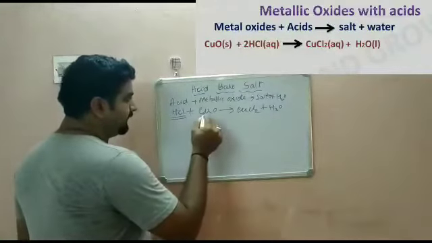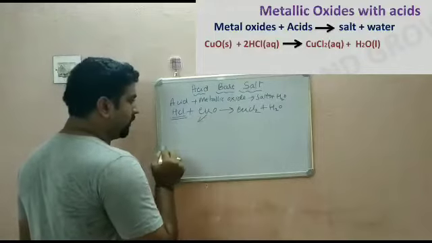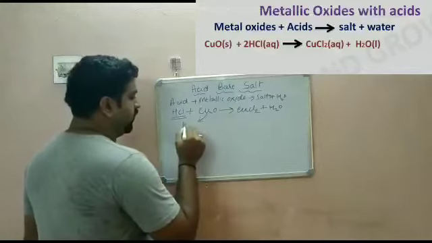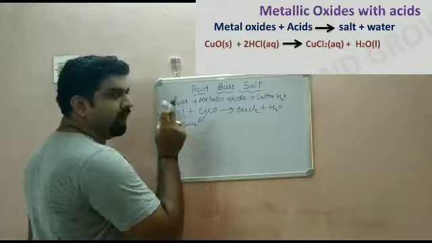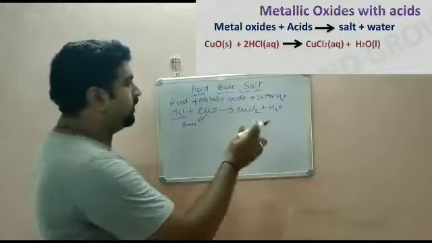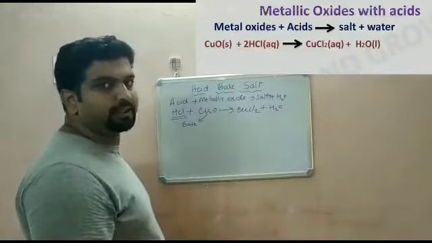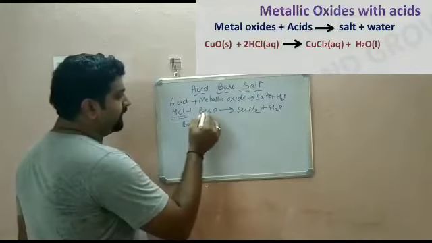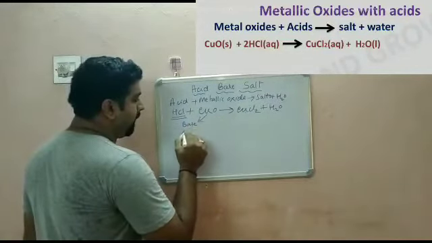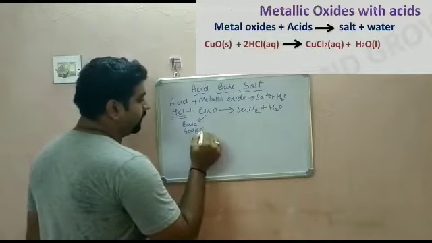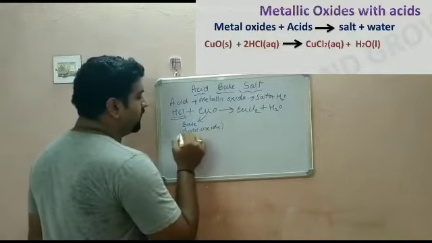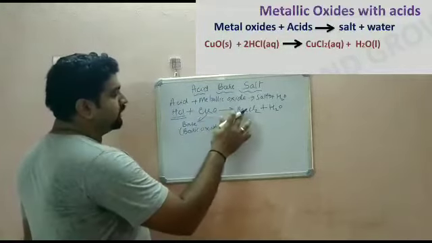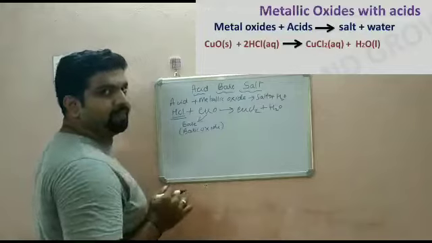We can see this metallic oxide, that is copper oxide, is acting as a base. Why? Because as we discussed, acid plus base will give salt and water. Here also we got salt and water. That's why this copper oxide acts as a base. That's why these metallic oxides are called basic oxides. Metallic oxides are basic in nature, because they give us salt and water when they react with the acid.